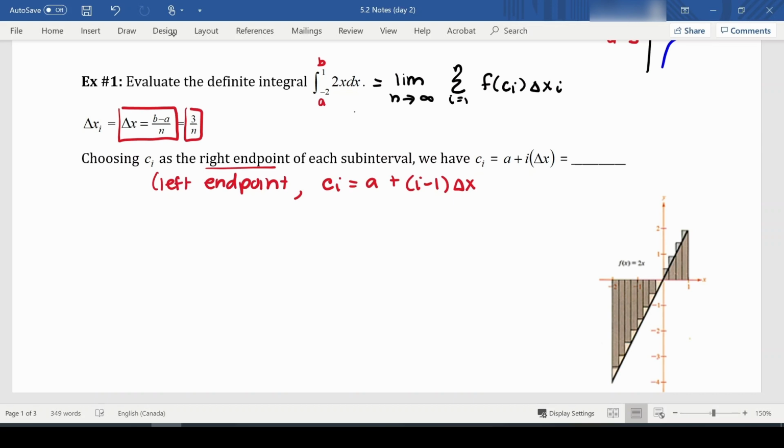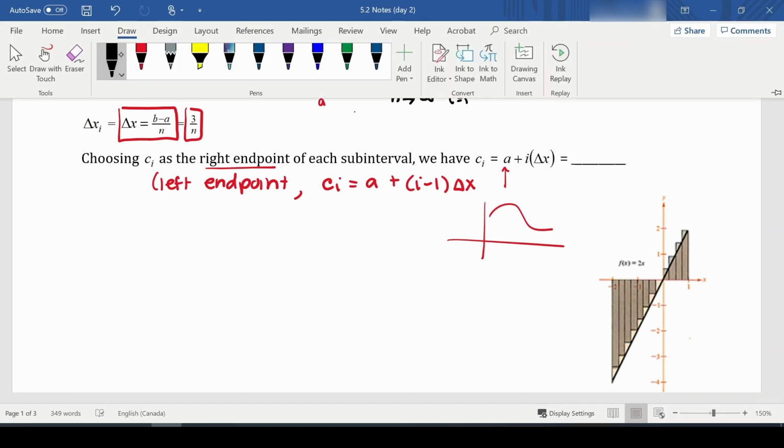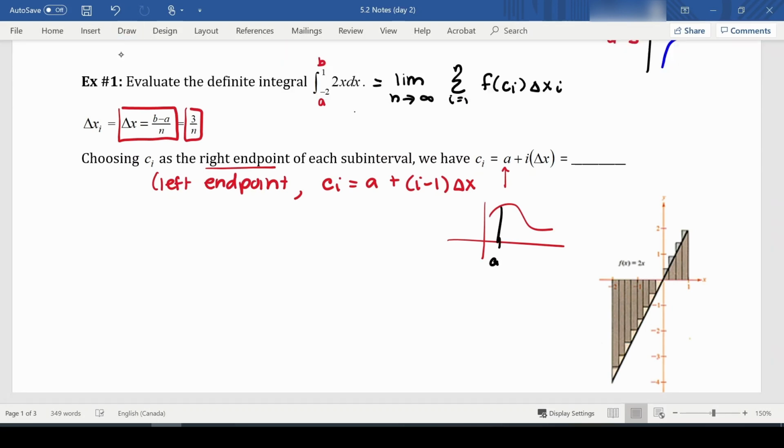This means that if I start my rectangles at the lower bound a, right? So let's say I had, I don't know, some curve, okay? So if I start my rectangles here, our first rectangle would look something like this. And if it's a right endpoint, then that is the height of the rectangle that we are referencing. And so remember the height of this rectangle here, f of xi, well, this xi value would be equal to a plus delta x, but there would only be one delta x.